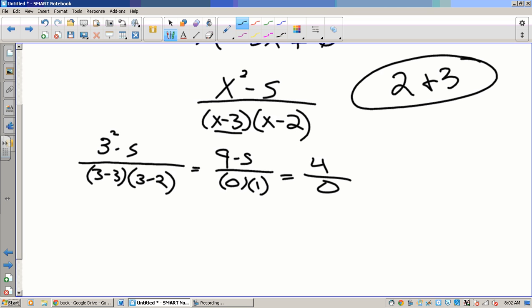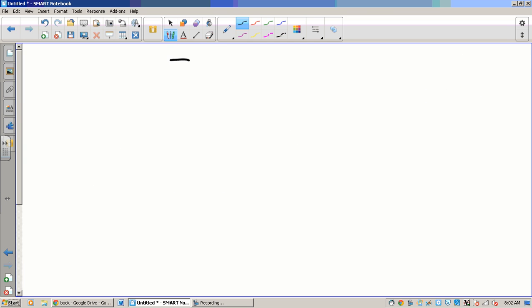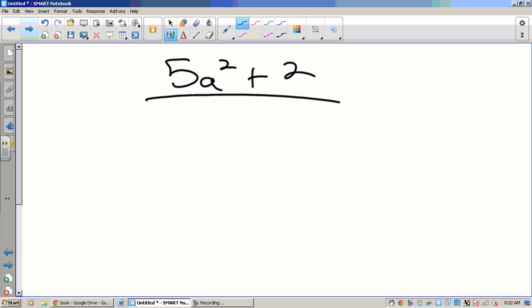Right, so I want you to try one now. 5a squared plus 2 over a squared minus a minus 12.